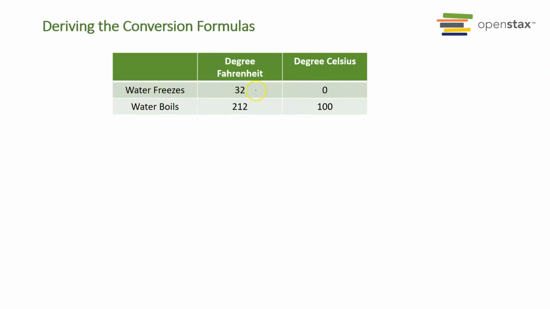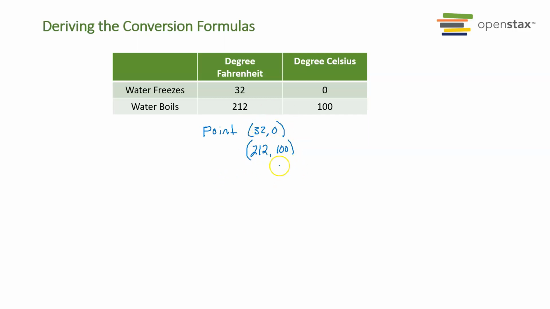So here we have a point, and that point is 32 and 0. So what we're doing is taking in 32 degrees Fahrenheit and popping out 0 degrees Celsius. And then another point we have is 212 and 100. So what we're doing here is taking in 212 degrees Fahrenheit and outputting 100.